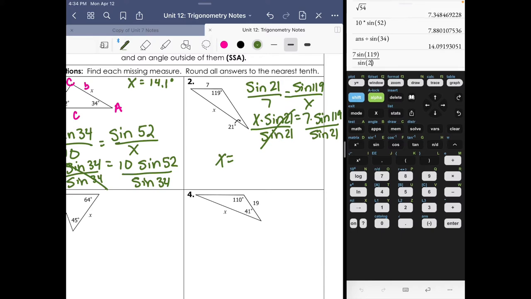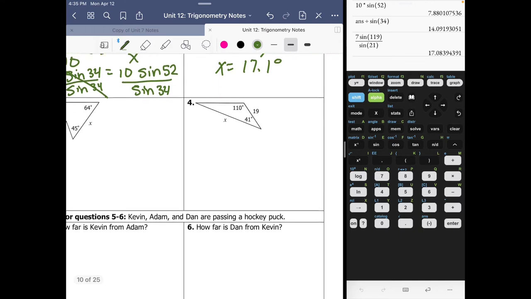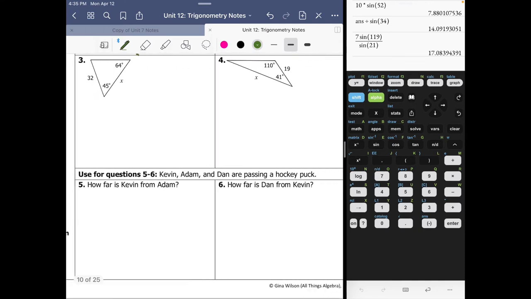And then sine of 21. Okay, so you can do it all at one time like that instead of doing it the other way with division if you would like. So this one is 17.1 degrees. Okay, let's see. All of these are just finding a missing side. So I'm just going to go on and do 4, and then I'm going to go down here and do 5 and 6 together.